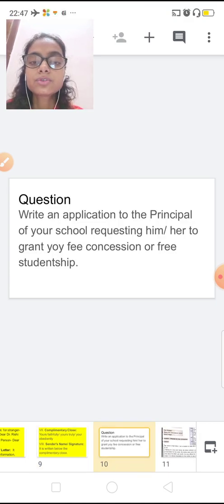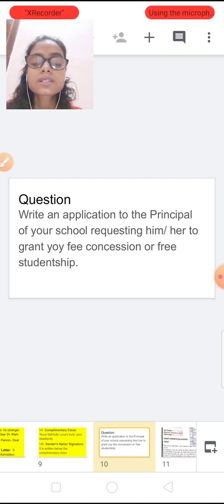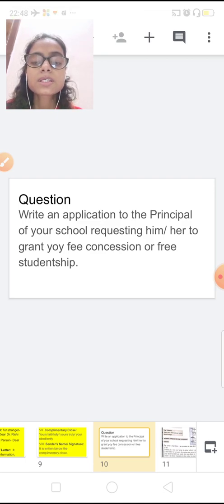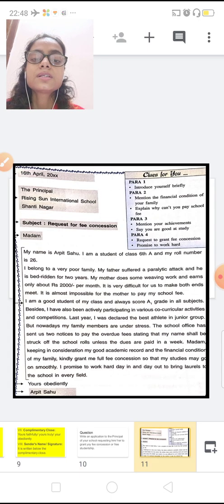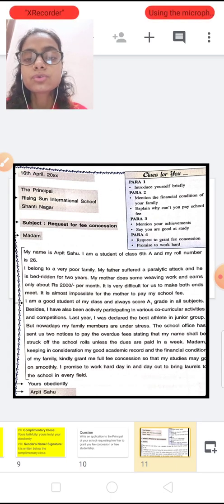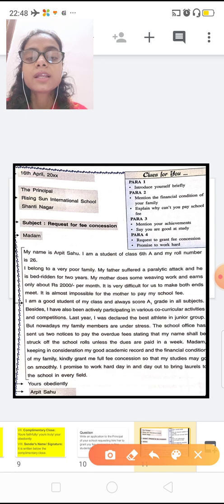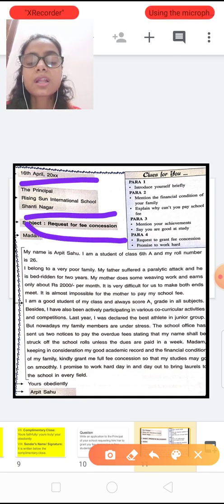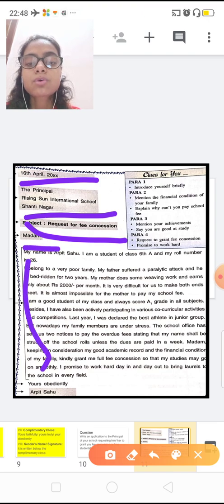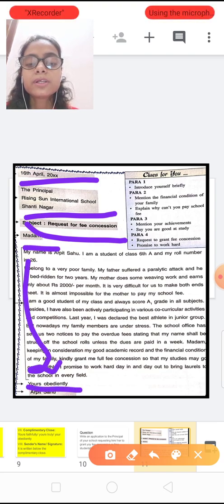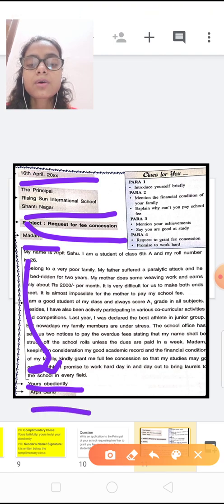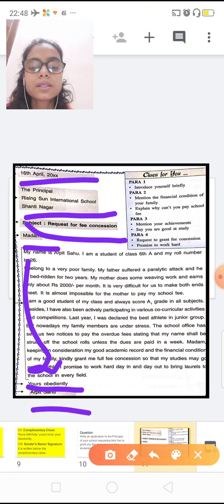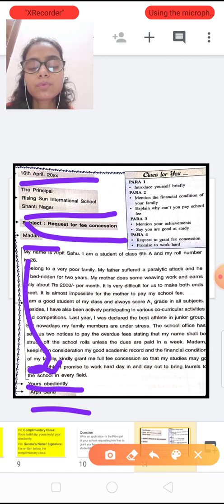So here is one question, an application to the principal requesting fee concession, and here is a sample. I am not showing you the body. Let's talk about the highlights. Because we are writing to the principal, the sender address is not written. The date is here, then the recipient address, then the subject line, then the salutation. This is the whole body. At last you close with obediently, and Arpit Sahu, that is the signature. In this way you have to write the letter.